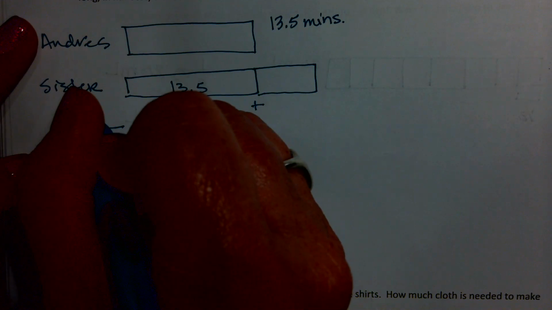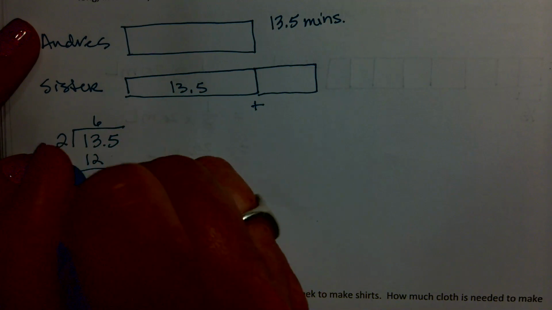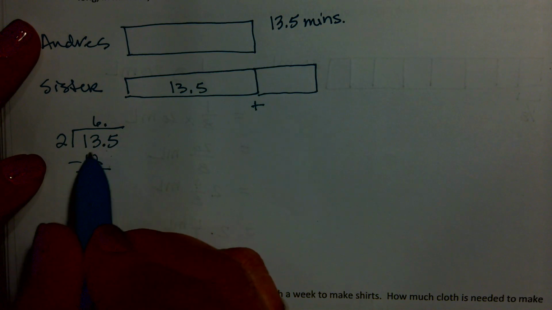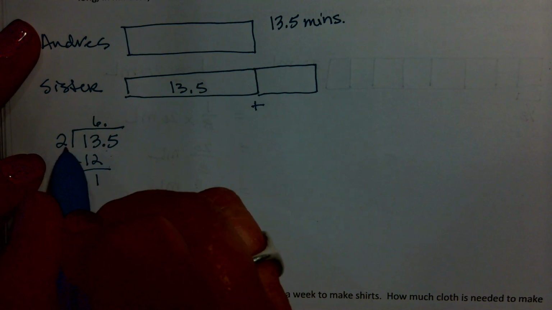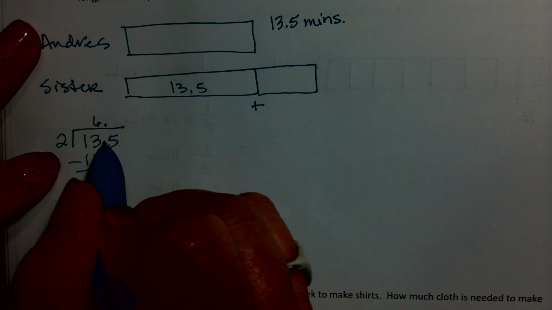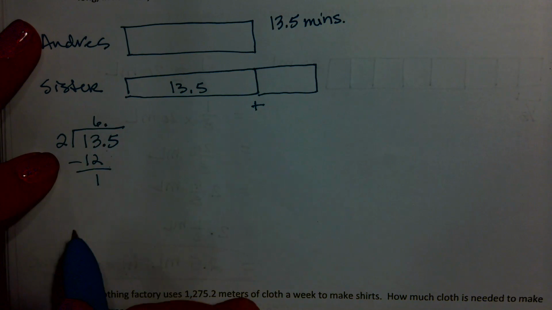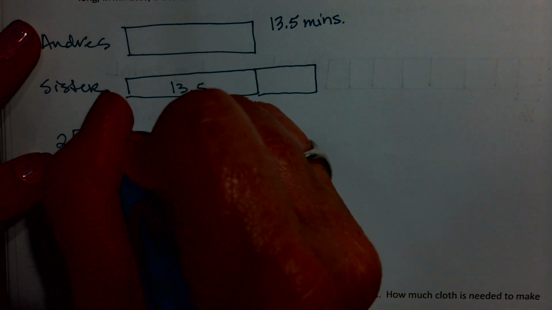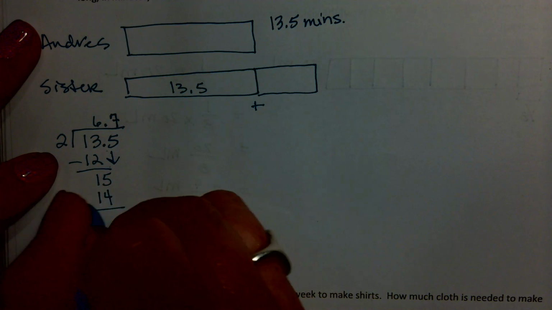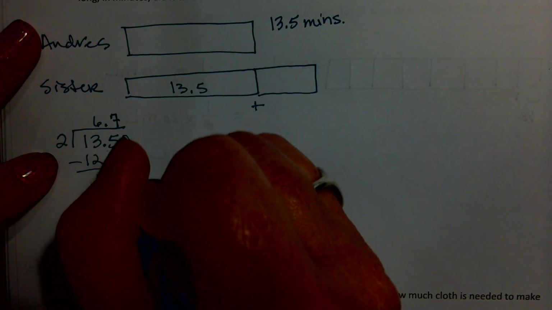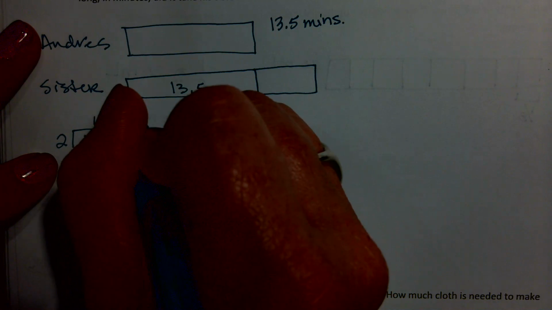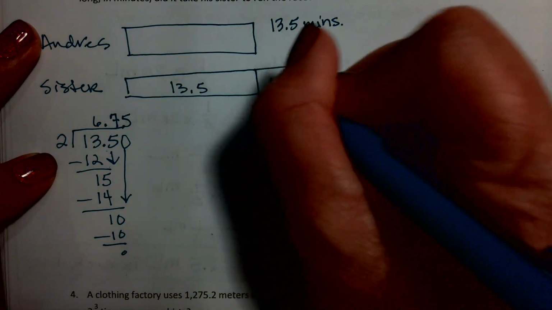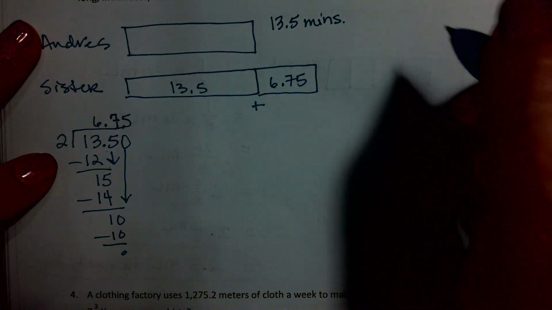Well, 2 goes into 13 6 times. So when you're dividing by a decimal, you leave the decimal there. And if this is just a whole number, you're going to move that decimal straight up to the top of the bar. Going to bring down the 5. 2 goes into 15 7 times. Subtract. Now I'm going to add a 0 to bring it down and zero it out. 6.75. So 6.75 what? Minutes, right?